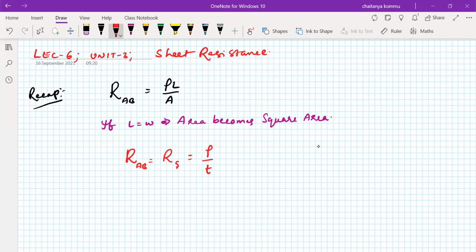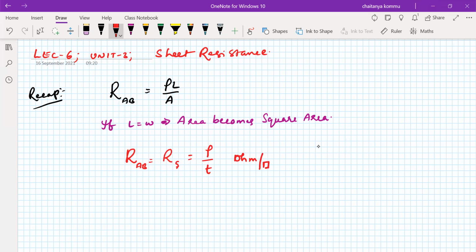So the sheet resistance does not depend upon the size of the square. It only depends upon the thickness of the material and the resistivity of the material. And its units are ohm per square. That is what we have calculated.